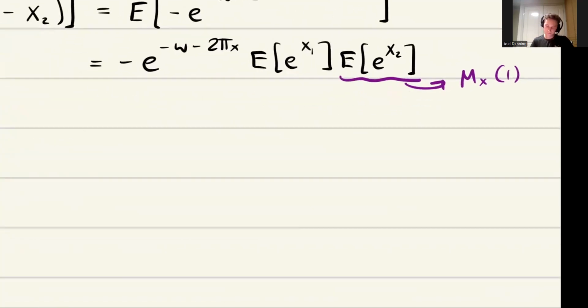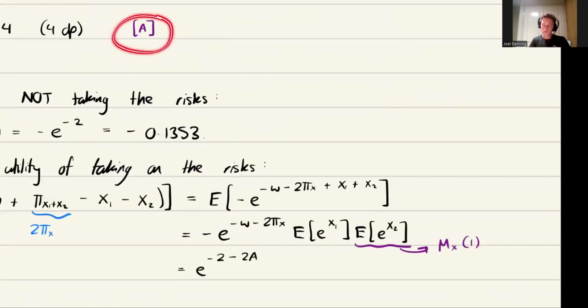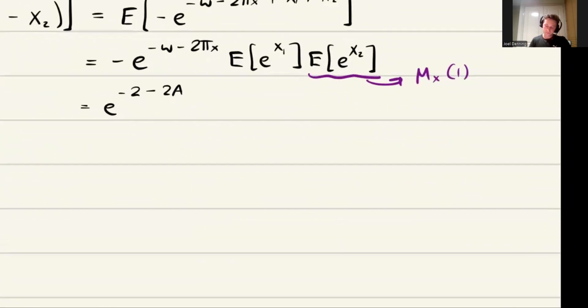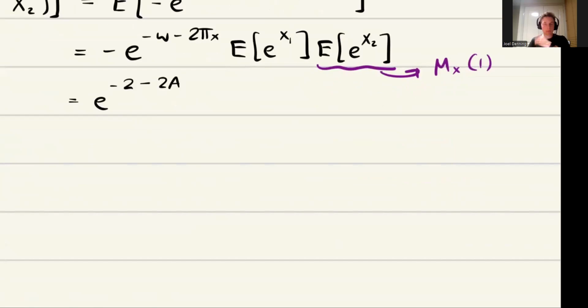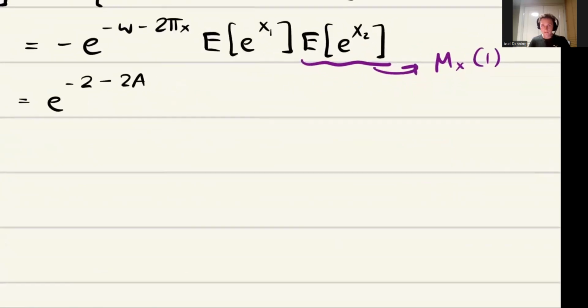So now, subbing in some of our values, so w is 2. I'm going to use a to denote pi of x since I stored my value in a before. And then we can get the MGF of these Bernoullis by just looking at our formula sheet, go to the binomial part, and just use the n equals 1 version of that.